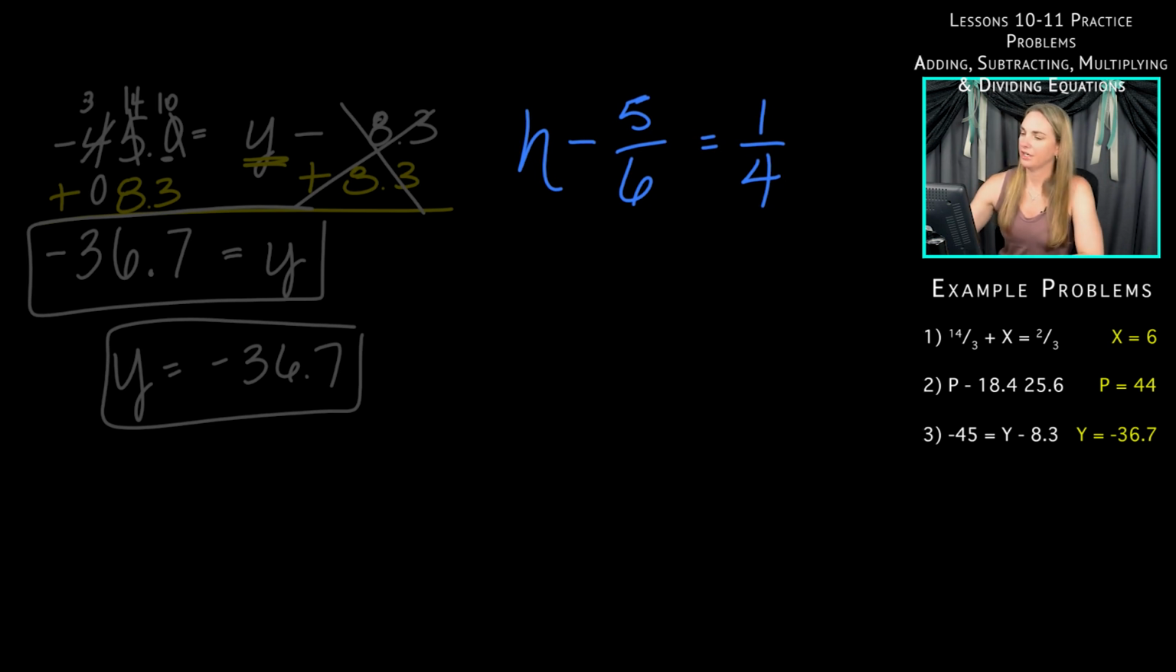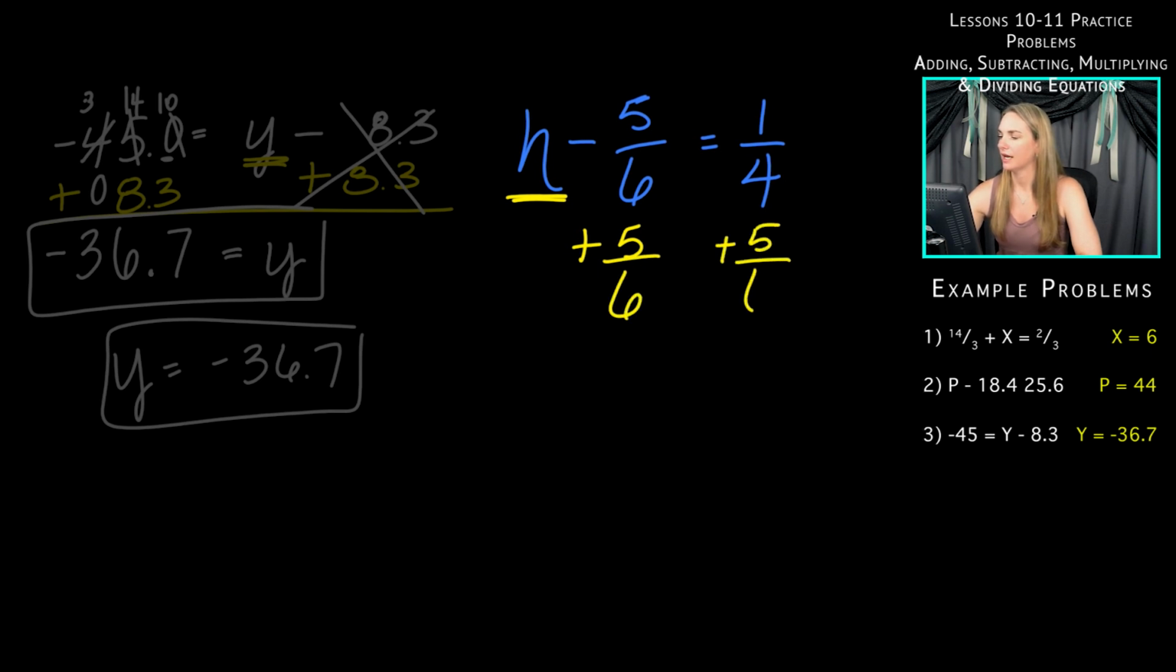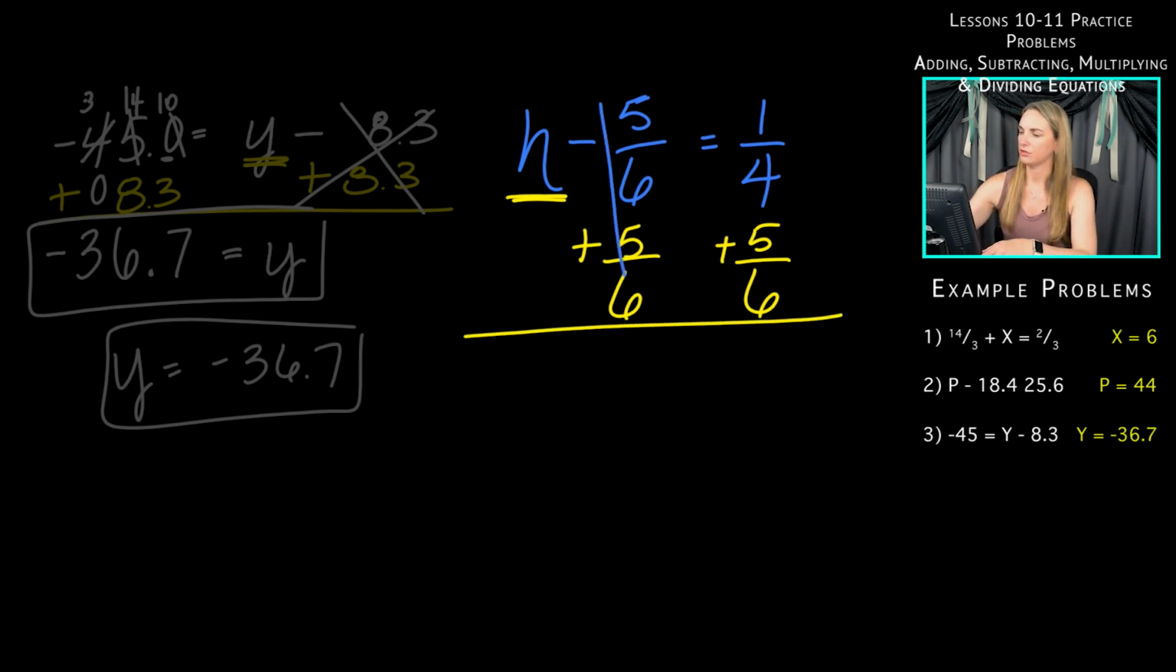All right, so let's go ahead and get started. And again, we want to isolate our h, which means I have to move my 5/6. So I'm going to add 5/6, which is the opposite of subtracting it. And whatever I do to one side, I have to do to the other side. So this left side turns into just h because that cancels out. And then on the right side, I'm going to go ahead and have to add these together.